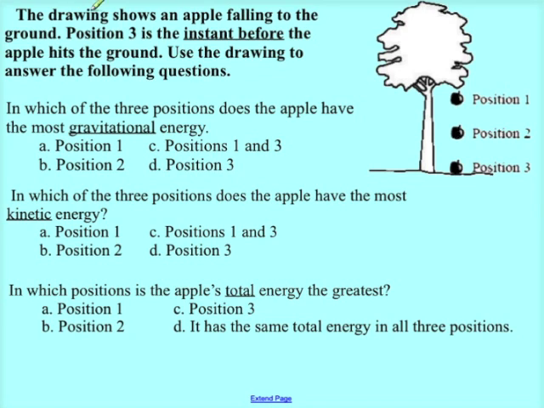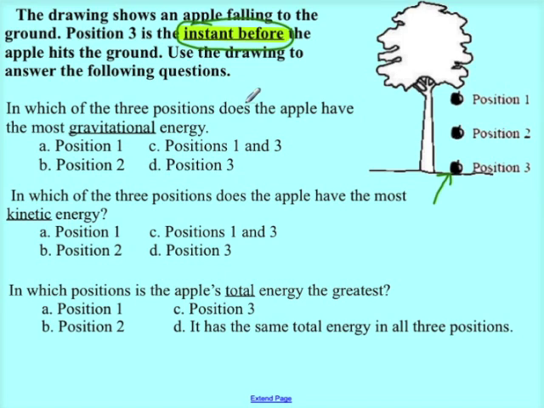So when I start to read this, the drawing shows an apple tree or an apple falling to the ground. Position 3 is the instant before the apple hits. One of the common things that happen is when people look at this, they'll ask, okay, this one right here, it looks like it's touching the ground. But if I read carefully, it says it's the instant before the apple hits the ground. So I'm going to use the drawing to answer the following questions.